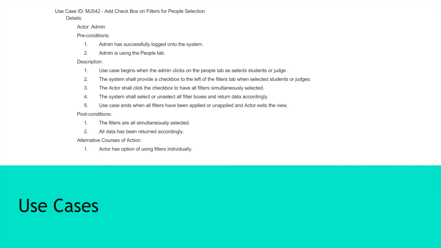Now, our next and last use case is adding a checkbox on filter for pupil selection. As a precondition, the admin has successfully logged into the system and the admin is using the Pupil tab. The use case begins when the admin clicks on the People tab and selects Students or Judges. The system shall provide a checkbox to the left of the Filter tab when selecting students or judges. The actor shall click the checkbox to have all the filters simultaneously selected or unselected. The system shall select or unselect all filter boxes and return the data accordingly.